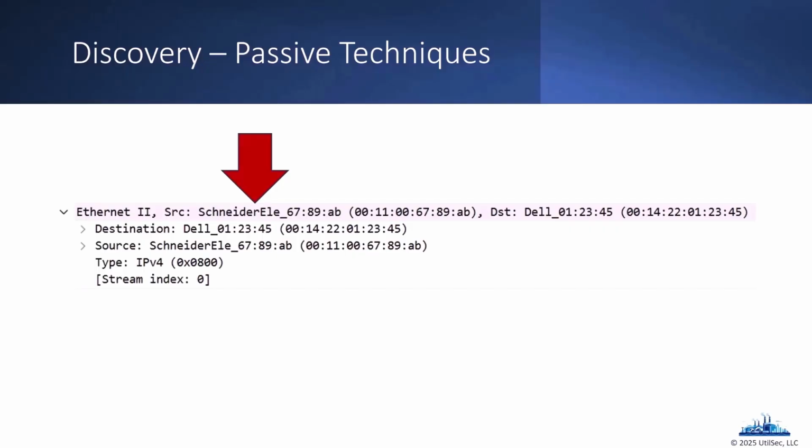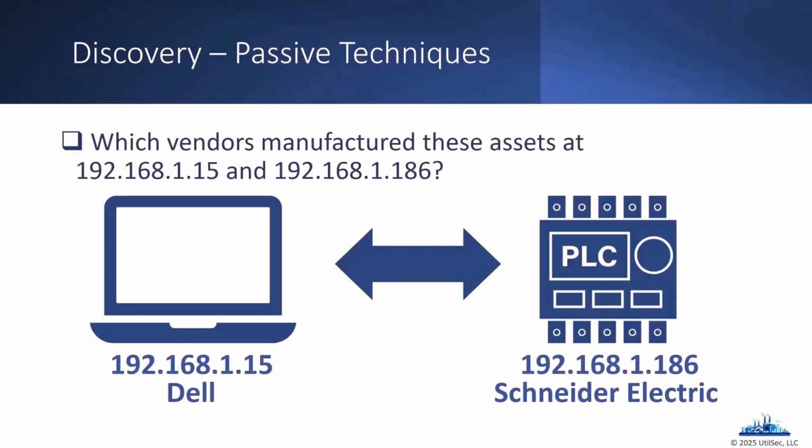So there's our Schneider, right? And then there's our Dell. So again, we're just building that map. Again, we're just getting started, starting to get that basic understanding of what's in the environment, right? This is still very much more discovery. We're just finding assets, what IP addresses they're at, maybe what type of asset, right? Who's the vendor, the manufacturer.